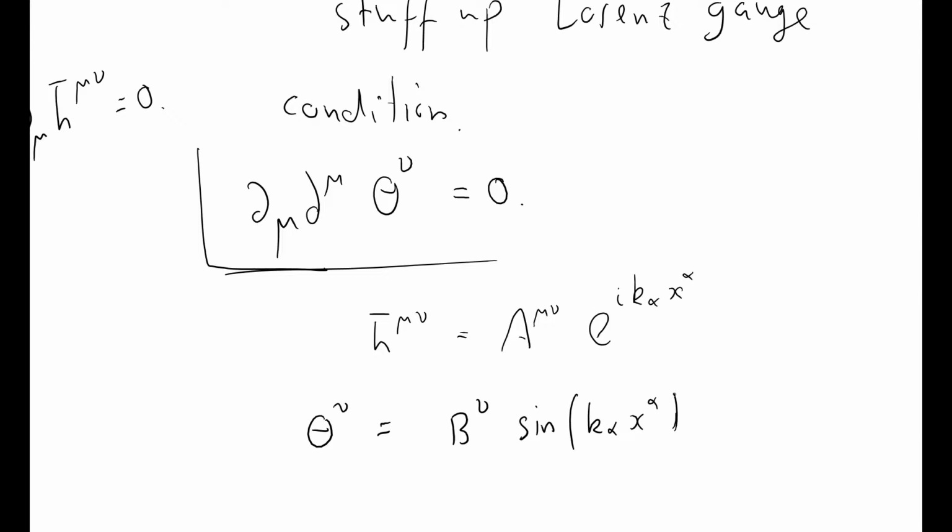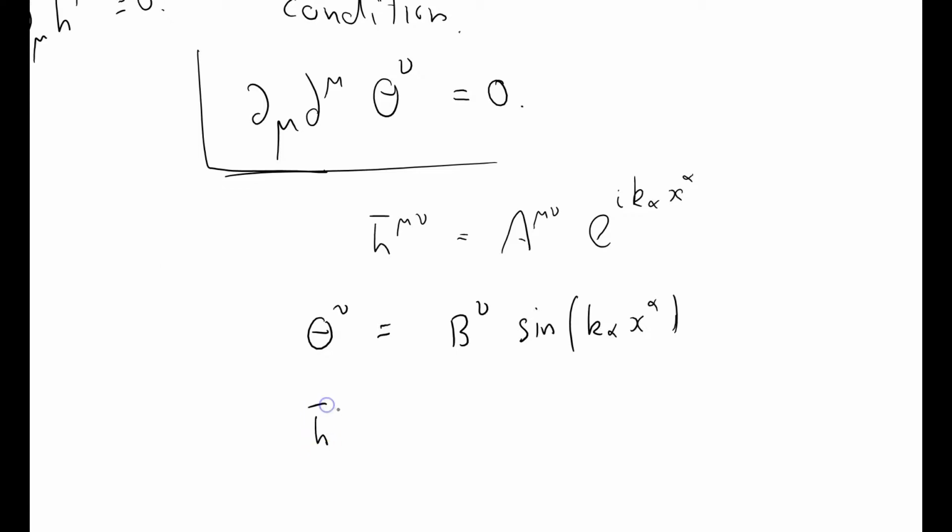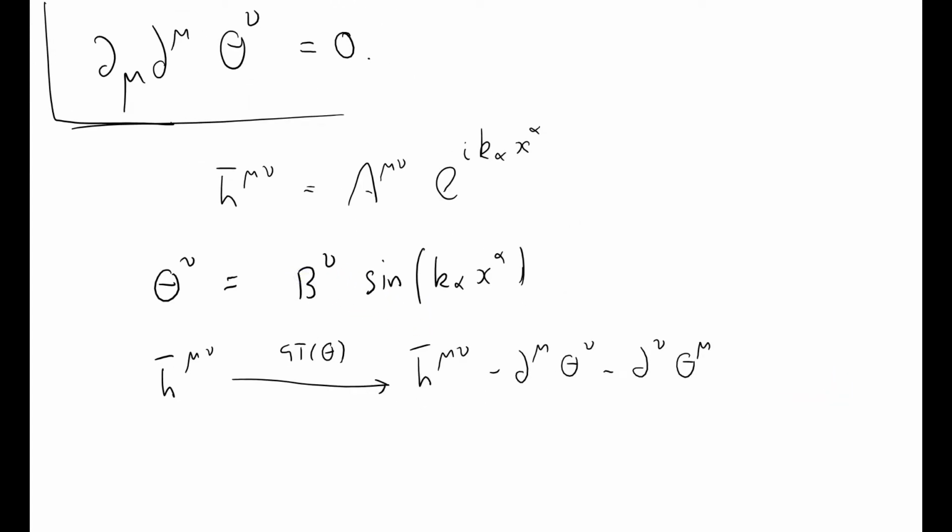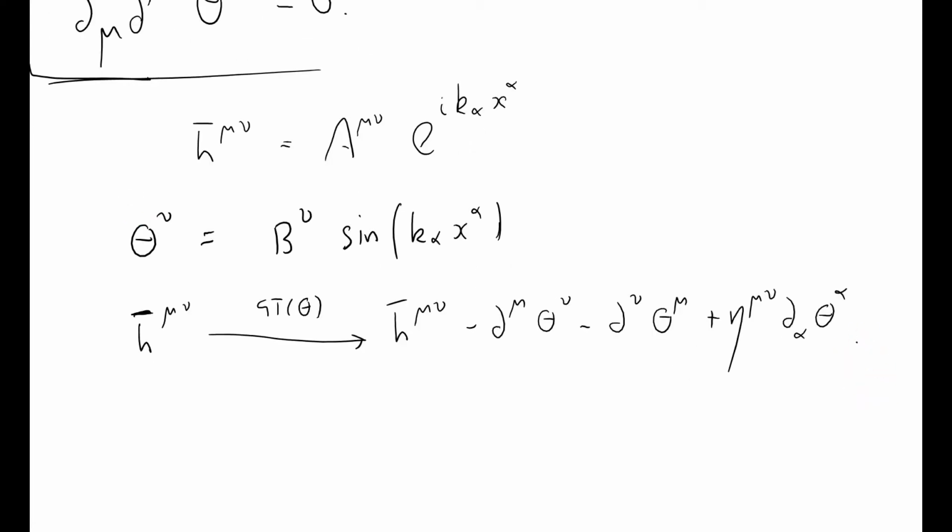Well, let's just write down what happens. h̄_μν goes to, with a gauge transformation based on theta, see if I can get this right, what it was before, minus ∂_μ θ_ν minus ∂_ν θ_μ. And then because it was the trace reversed, because of this bar basically, we had to add η_μν ∂_α θ^α. Okay, so what I'm going to do is to use this and see what happens.